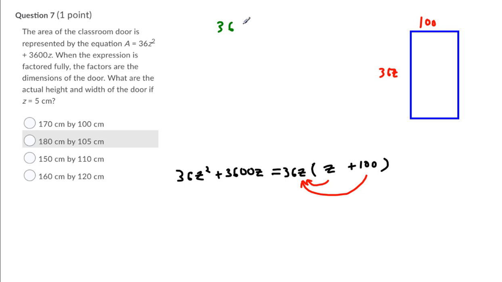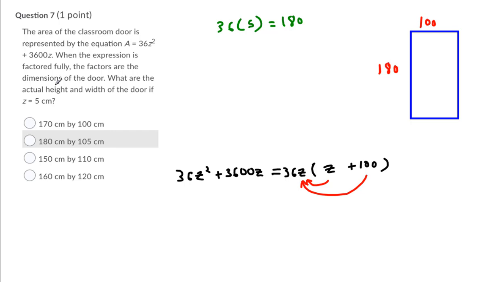So 36 times z, where z equals 5, is going to be 180. So I did choose the right ones. So this side is going to be 180. So I can get rid of this. And I'll put in a 180 over here. That's going to be 180. So those are my dimensions.